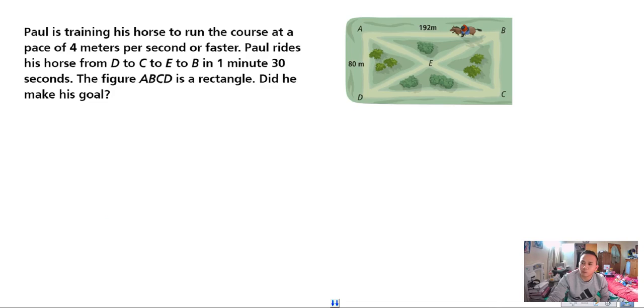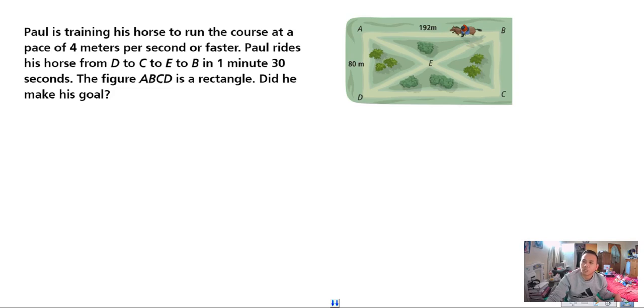All right, let's take a look at this next one. We have to solve using that theorem. The problem is a word problem, so I'm going to read that to you. Paul is training his horse to run the course at a pace of 4 meters per second or faster. Paul rides his horse from D to C to E to B in 1 minute 30 seconds. The figure ABCD is a rectangle. Did he make his goal?